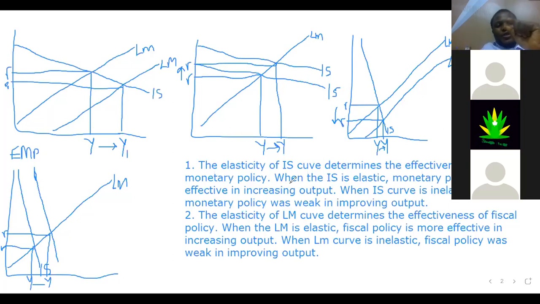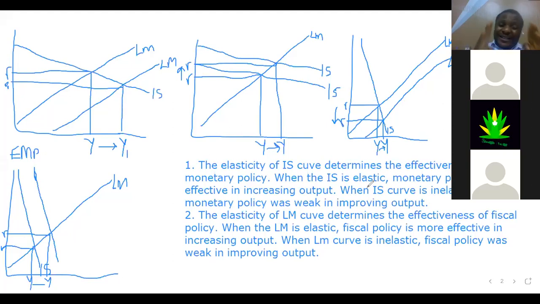So when you see questions that try to paint a scenario explaining that the monetary policy is flat, that is elastic, you should know what will happen to fiscal policy, how effective it will be. You should know that for monetary policy to yield the same response. Okay? All right. That explains the IS-LM relation and the effectiveness of fiscal and monetary policy.